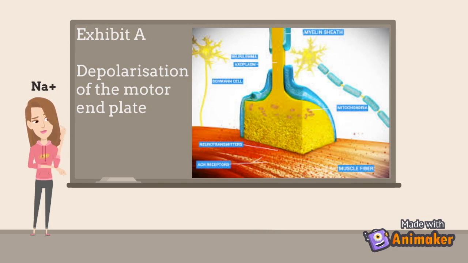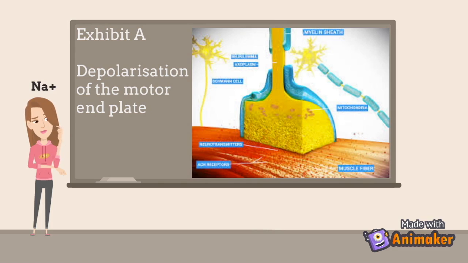Now what I've done here is we're going deeper and deeper into the muscle with each crime scene. So Exhibit A, depolarization of the motor end plate. This is what we've spoken about already, where the acetylcholine is released from the synaptic end bulb across the synapse, sits onto the sodium receptors on the muscle cell, allowing a rush of sodium ions into the muscle to allow the muscle action potential to go further into the muscle to the sarcomeres.